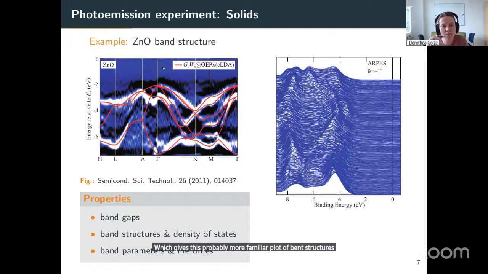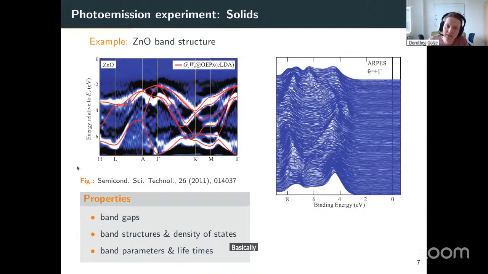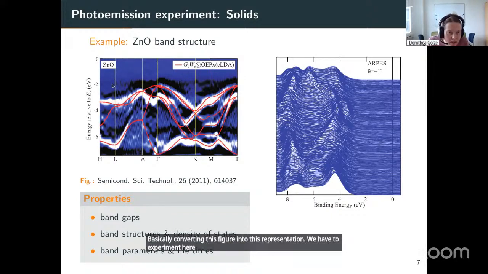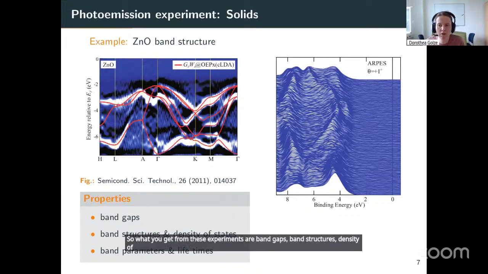Shown here is zinc oxide, only the occupied states, converting this figure into this representation. We have the experiment here in white and purple, and the computed bands are these red ones from GW. What you get from these experiments are band gaps, band structures, density of states, band parameters like band velocity, lifetimes, etc.